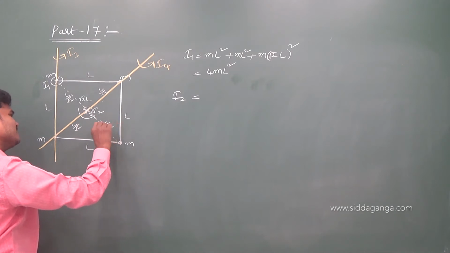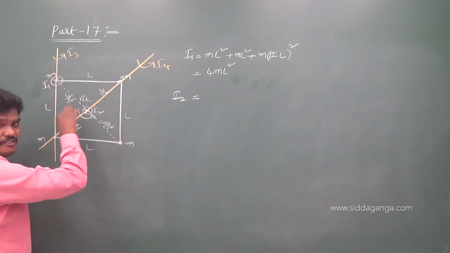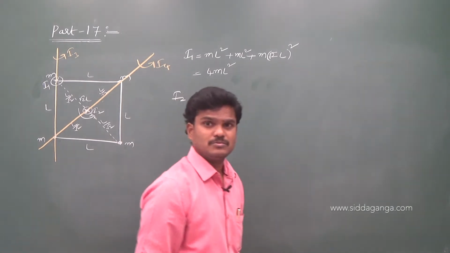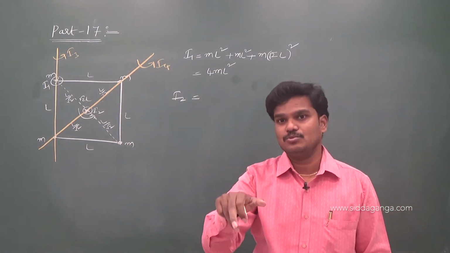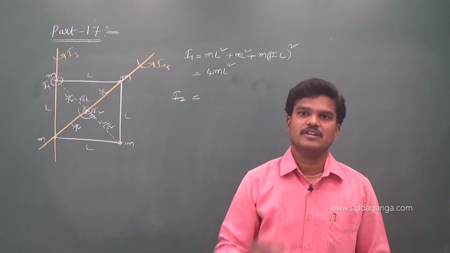Why is it L by root 2? Total is root 2 L. Half part is root 2 L by 2. So root 2 L by 2, 2 is there, that is right. Root 2 over root 2, so L by root 2.